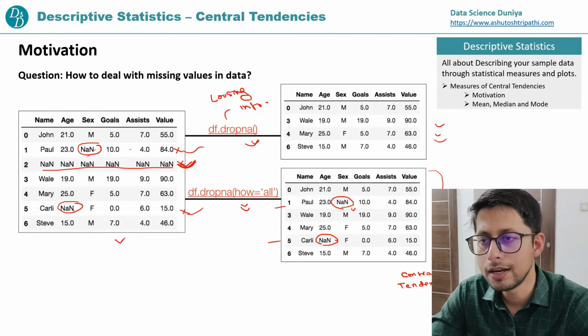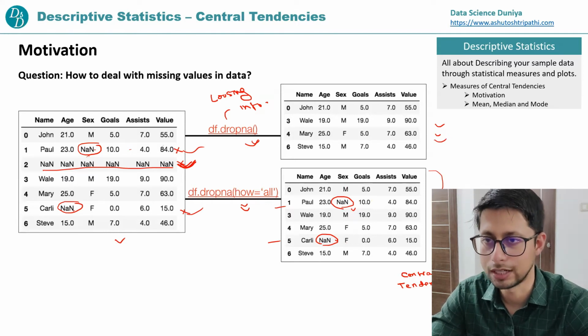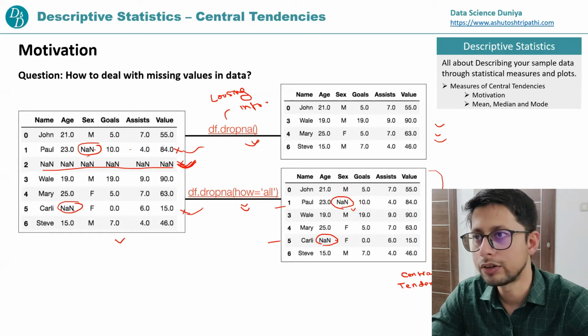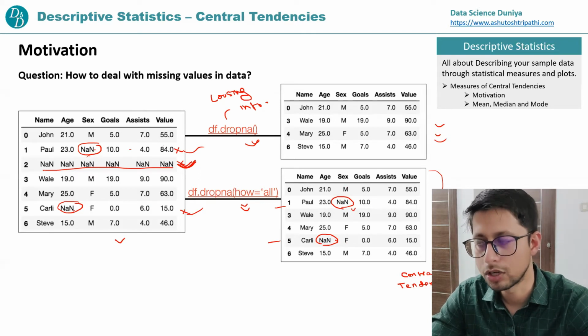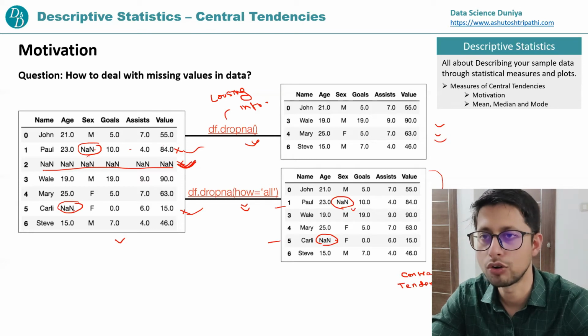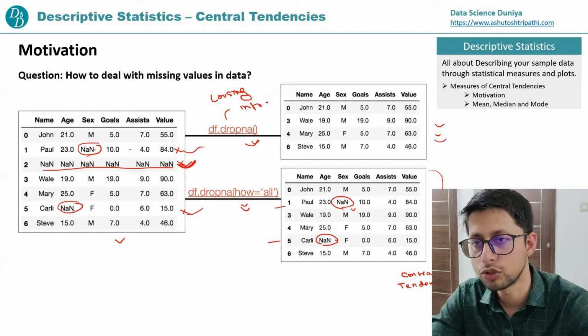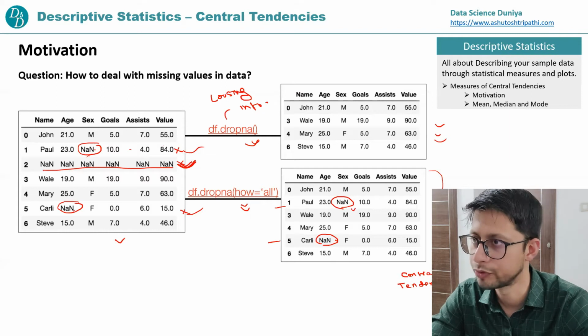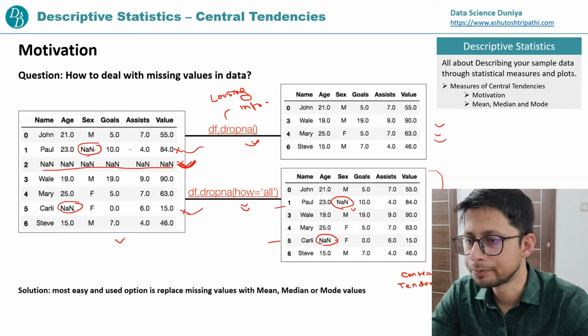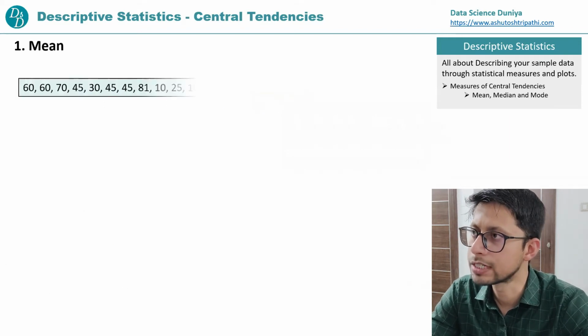So the main reason is to fill the missing values in the data set. Okay, so now with that context, let's understand how to calculate mean, how to calculate median, and how to calculate mode. We'll also cover when to use mean, when to use median, and of course when to use mode. Okay, so let's start with the very first one, mean.